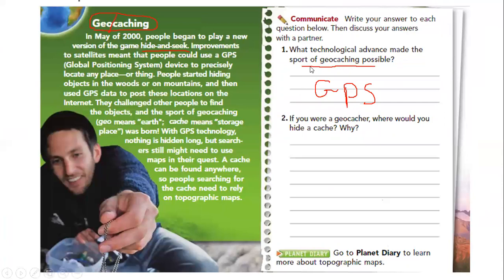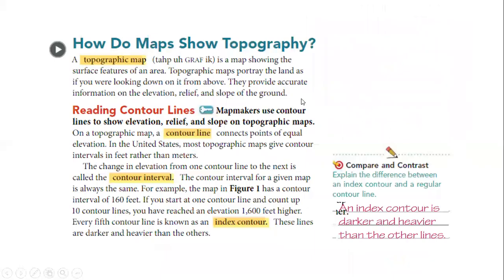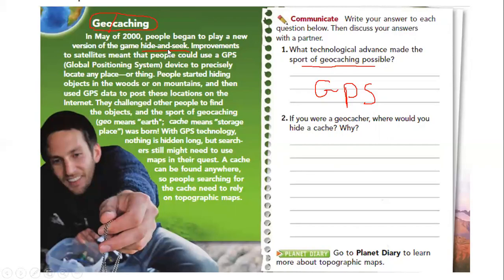So let's start the lesson from the book. We can open the book now and study this one. The first page in the book is talking about My Planet Diary. My Planet Diary is the introduction for the lesson. This introduction is talking about a game called geocaching. And the word geocaching is divided into two sections.